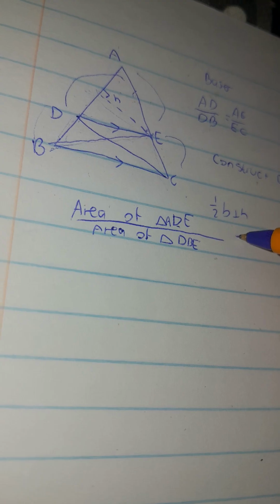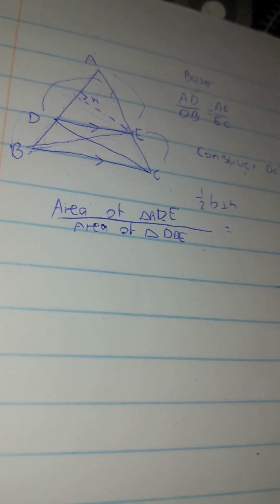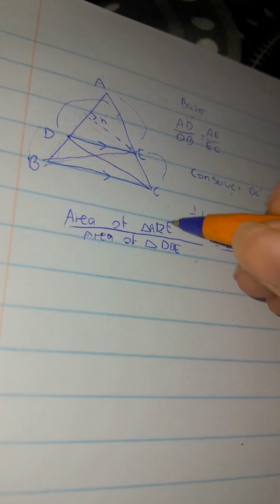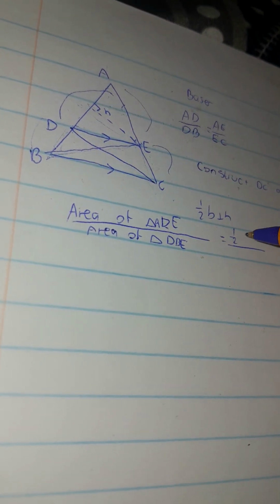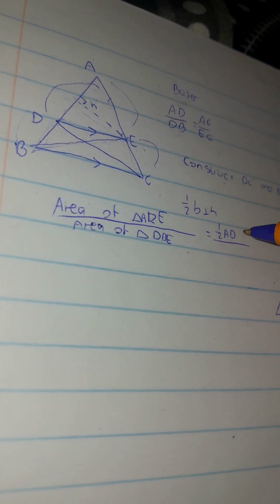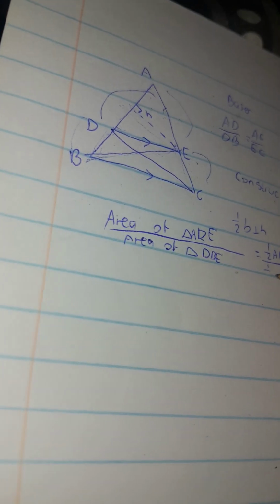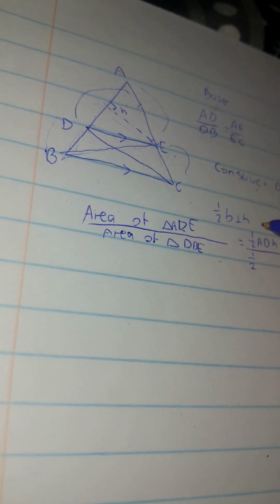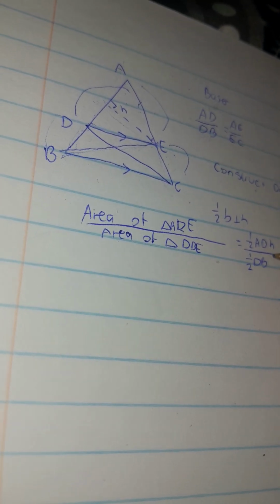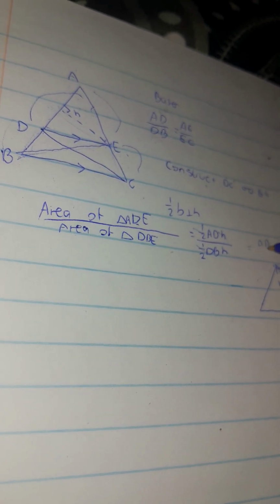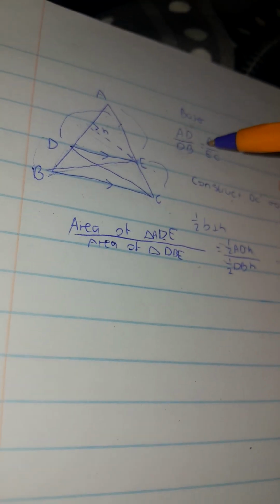Now we must prove they are in proportion. So the area is always half the base times the height. What is the base of ADE? It's AD, half the base times the height. Our height in this case is H, right? And then again for the area of triangle DBE, half, what's the base of DBE? This side, DB, also times the height. And you'll see that H cancels out, half cancels out, and then you'll get AD over DB. So you have the one part there already.